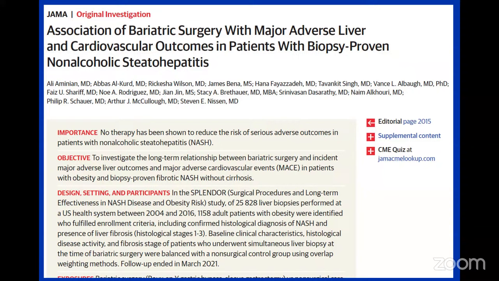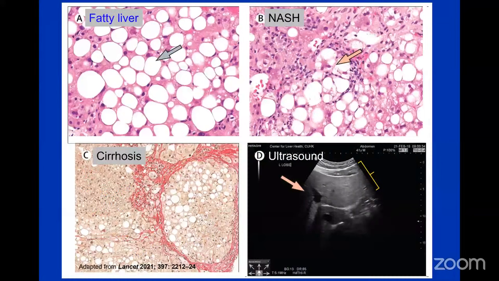Now, we also did something. At the time they had bariatric surgery, our surgeons, under direct vision from the endoscopic procedure, did a direct liver biopsy. So we have liver biopsies on everybody that had bariatric surgery. Because, as I hope you know, fatty liver disease is a really big problem. And this is what it looks like.